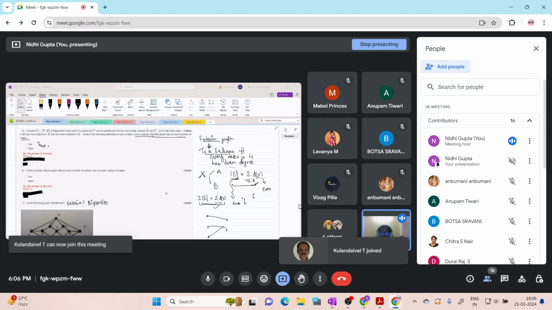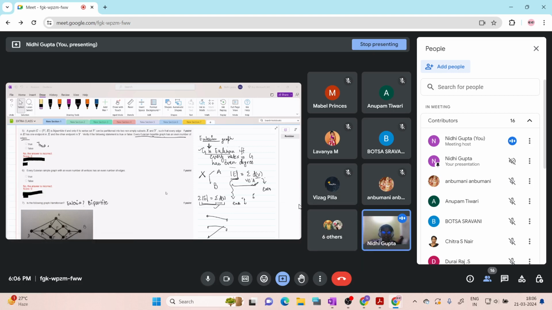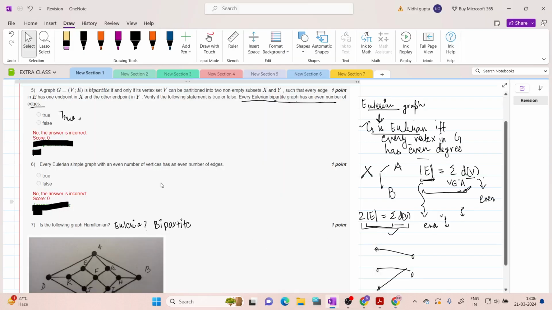Okay. So this was for Eulerian bipartite graphs. We saw that all the vertices of an Eulerian graph are of even degree. Now moving to question 6, it asks: does every Eulerian graph with an even number of vertices have an even number of edges? What do you think? Is it true or false? True, ma'am. Why?